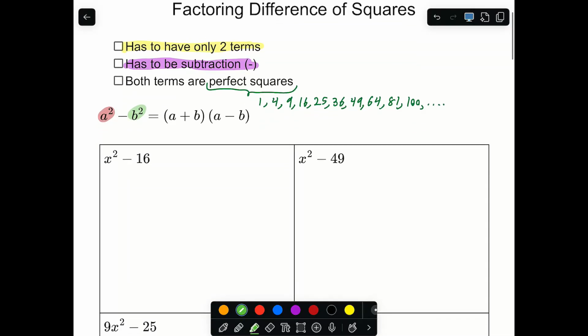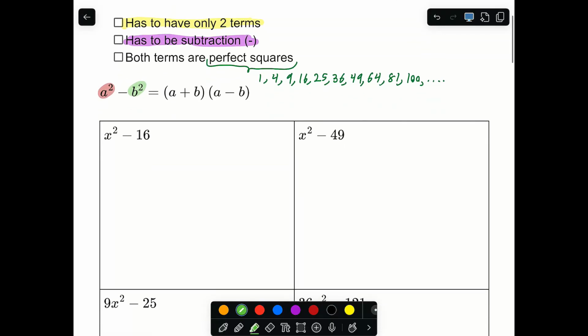So for this first example, first we have two terms. We have our x squared and then our minus 16. It is a subtraction sign, right? So we've met that. And then both terms are perfect squares. So this really is a 1, right? Which is a perfect square. We don't type that 1, but it is a perfect square.